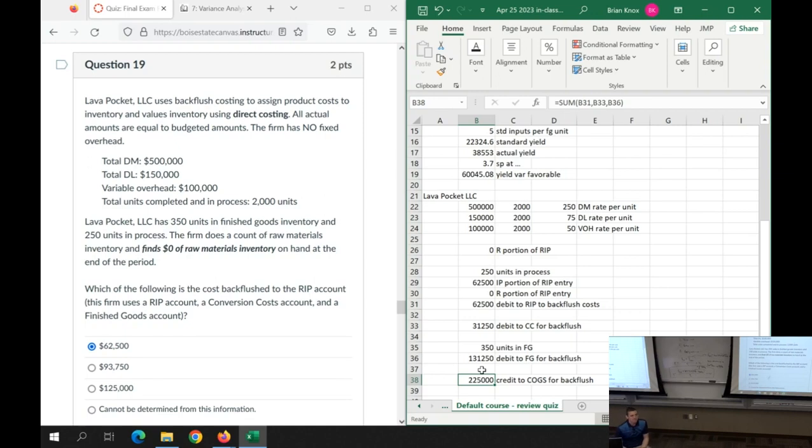Yep. What did you multiply? The 350 units in finished goods times the sum of all three rates. In throughput, there's just no conversion. Yep, backflush, that's right. That's what the difference is. There's no debit to conversion costs, and if this said throughput accounting, this would be 350 times just the direct materials rate. I won't say it's the only difference that there's no conversion cost, because there is that also difference.